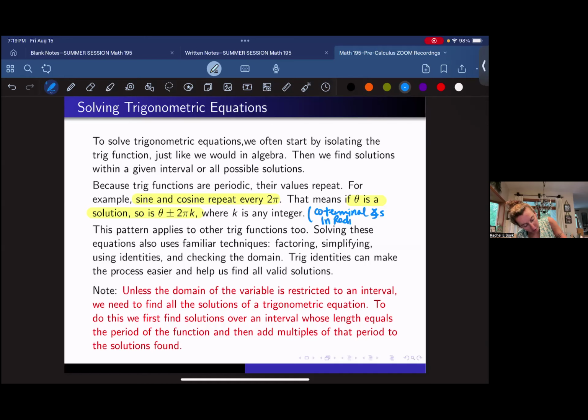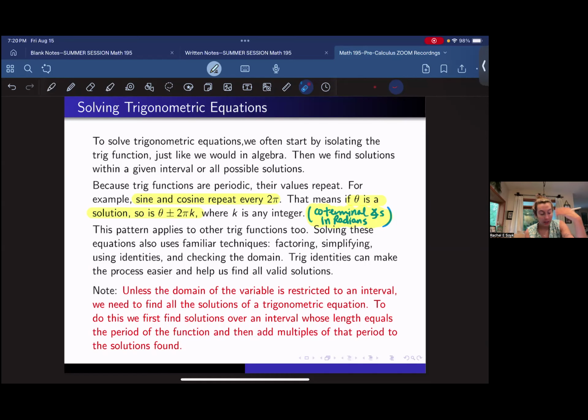If you wanted to look at your coterminal angles in degree format, you would change that 2 pi to just 360. So it would be theta plus or minus 360k, where k is any integer. And so this pattern applies to other trig functions as well. You just want to figure out what is the period of the function. So when you're dealing with tangent functions, our period is no longer 2 pi, it repeats every pi. So it would be theta plus or minus pi k, where k is any integer when we're referring to our radians.